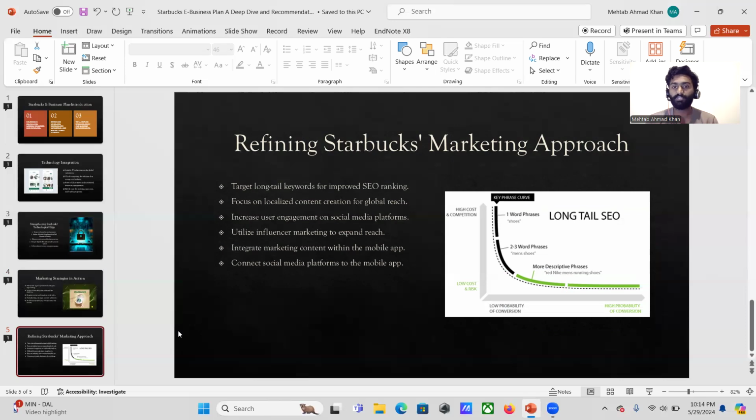One of the major features is long tail SEO. In the graph you can see a comparison between high cost competition and low cost, and the probability of conversion, showing how these things convert into one another. You can see the key phrase in the curves, and how they go down from the two sides. So they can improve their marketing strategy by focusing more on long tail SEO, and on localized content for global reach.